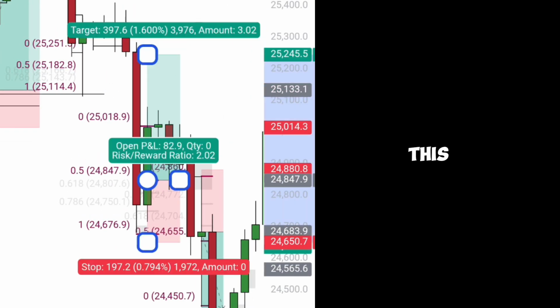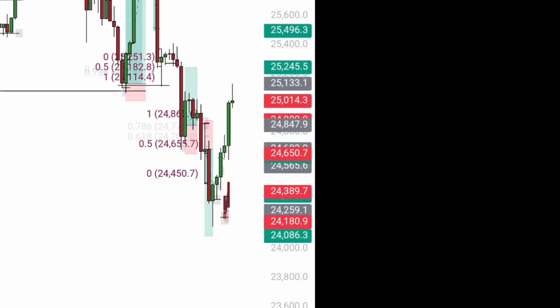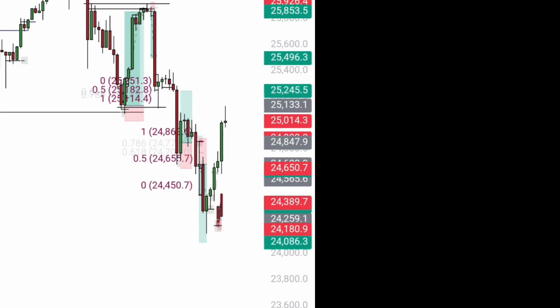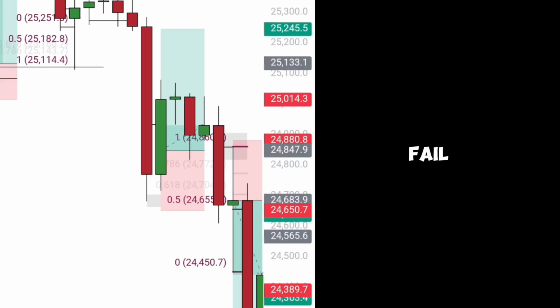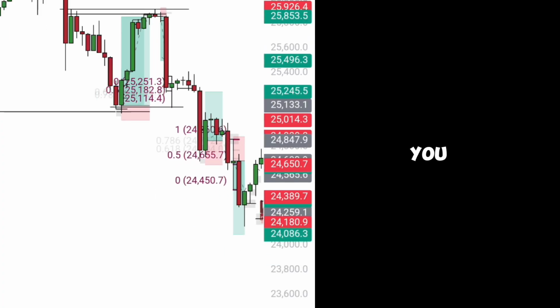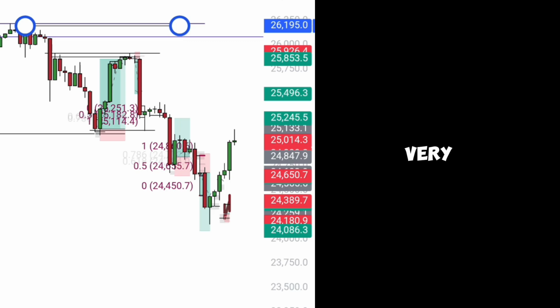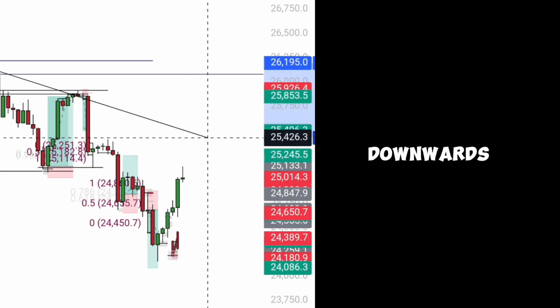Let me do this. So you can see that from the higher time frame, we're in a very serious downtrend. So what we saw on the 15-minute time frame was just a little bit of reversal, and so it was bound to fail, because we are trading counter trend. So you want to make sure that you are trading in line with the trend. Very important. This is the trend which is going downwards.